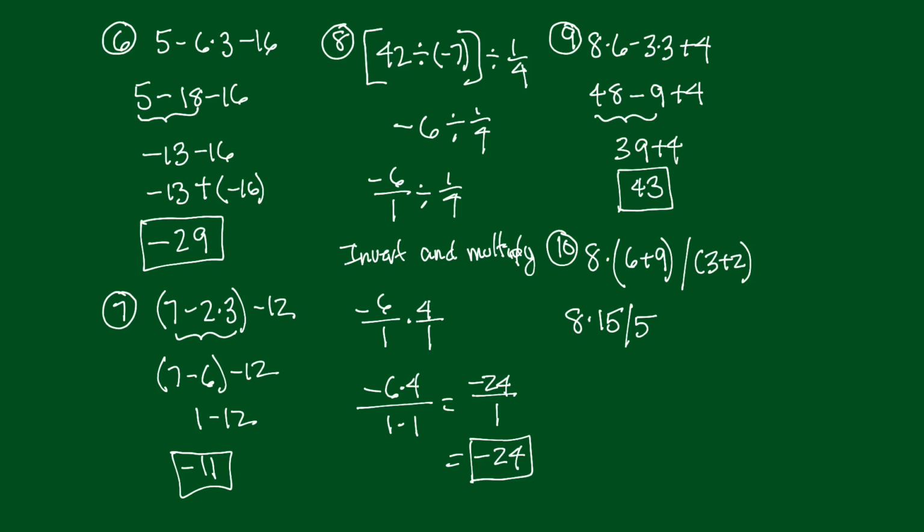All right, now as I look left to right, I see a multiplication and a division. So I'm going to just do these as I go left to right. So I'll take care of this one first. 8 times 15. Well, 8 times 15 is 120. I'm going to divide that by 5. 120 divided by 5 is 24.